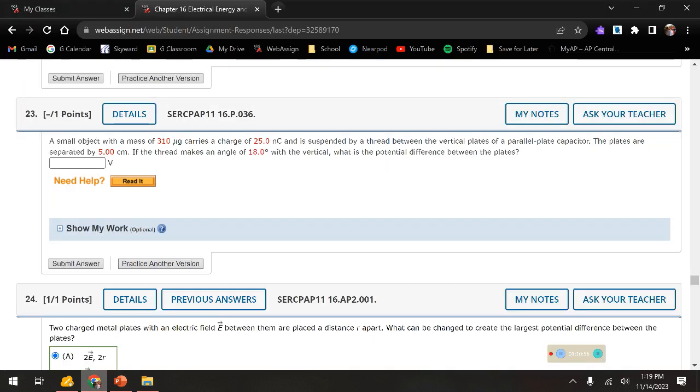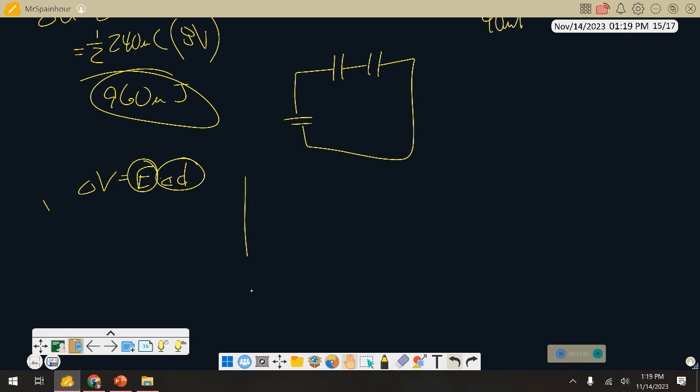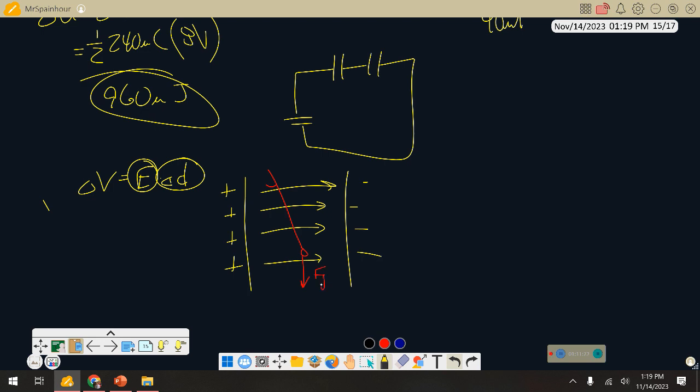So you should have, hold on, let me make sure. Suspended by a thread between 2 vertical plates of a capacitor. So yeah, let's make sure this is the right setup. But here you go. Positive, negative. There's a field going this way. The object is right here. It tells you the angle with the vertical. So the force doesn't matter. Force of gravity, tension, force electric, exactly like problems from last chapter. Keep in mind, force electric, since this is uniform, is just QE, right?